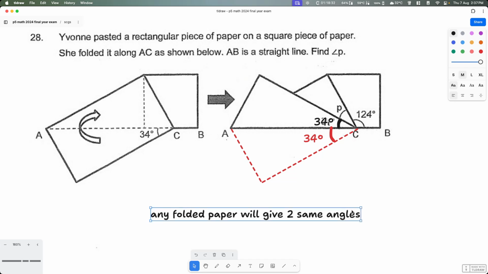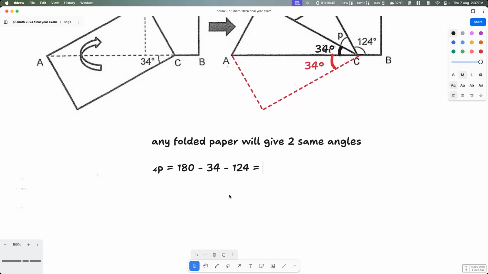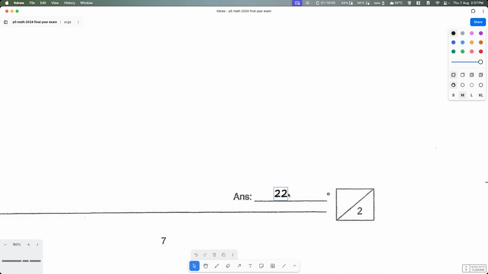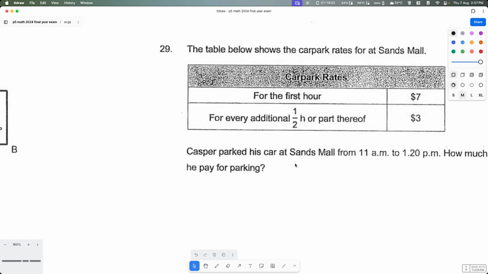So what's angle P? That means angle P is equal to 180 minus 34 minus 124. So 180 minus 34 is 158. This will give us 22 degrees. Okay, that's it. Right, 22 degrees. Going to put 22 and there you go. All right, let's move on to the next question.